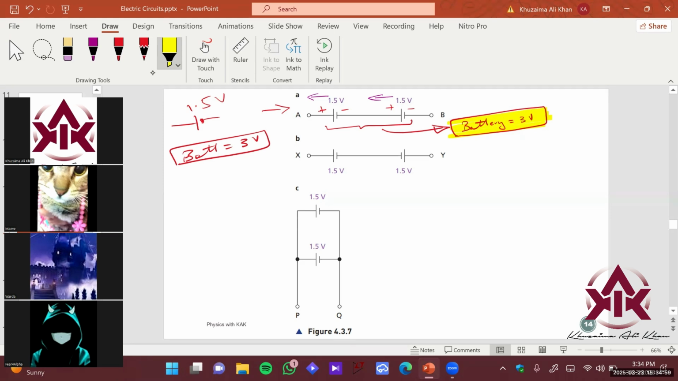That's good. Now, simply imagine if I flip the polarities. If I put positive here, negative here, positive here, so this is trying to push the charge in this direction.